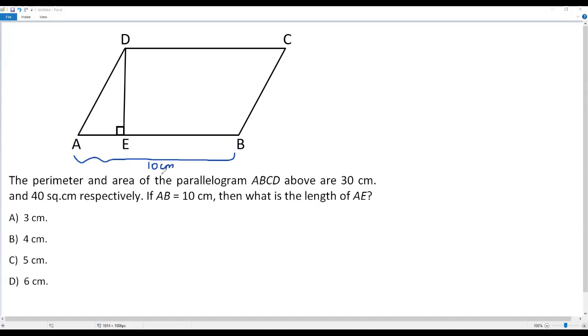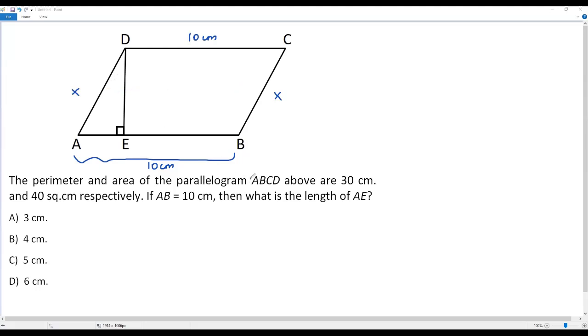Okay, now let me consider the property of the parallelogram. That is, in a parallelogram, opposite sides are parallel and equal in length. Since the length of this side AB is 10 centimeter, its opposite side DC also must be 10 centimeter. Let me mark it over here. And also let me assume the length of the side AD as x. Then what is the length of BC? That one also must be x, because these two sides are opposite and parallel. They must be equal in length.